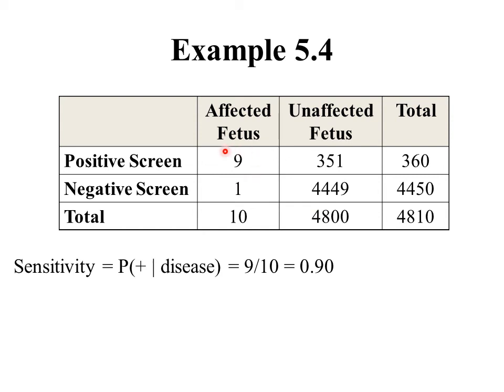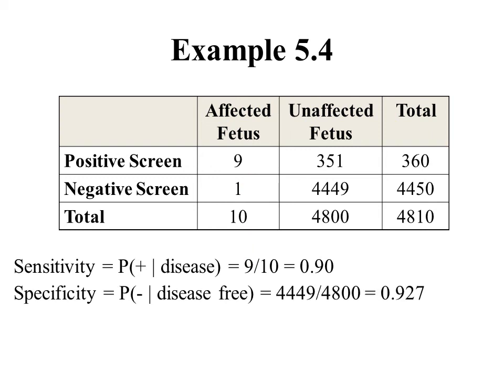This says that 9 of those who had a positive screening had an affected baby, and so on and so forth. So, for instance, to calculate the sensitivity of this particular screening test, that is by definition the probability of testing positive given that you have the disease. In this case, the disease is an affected fetus. So what we need to do here is take the total number of affected fetuses, which is 10, and divide that by the number of those mothers who tested positive, which is 9. So we get a sensitivity of 0.9.